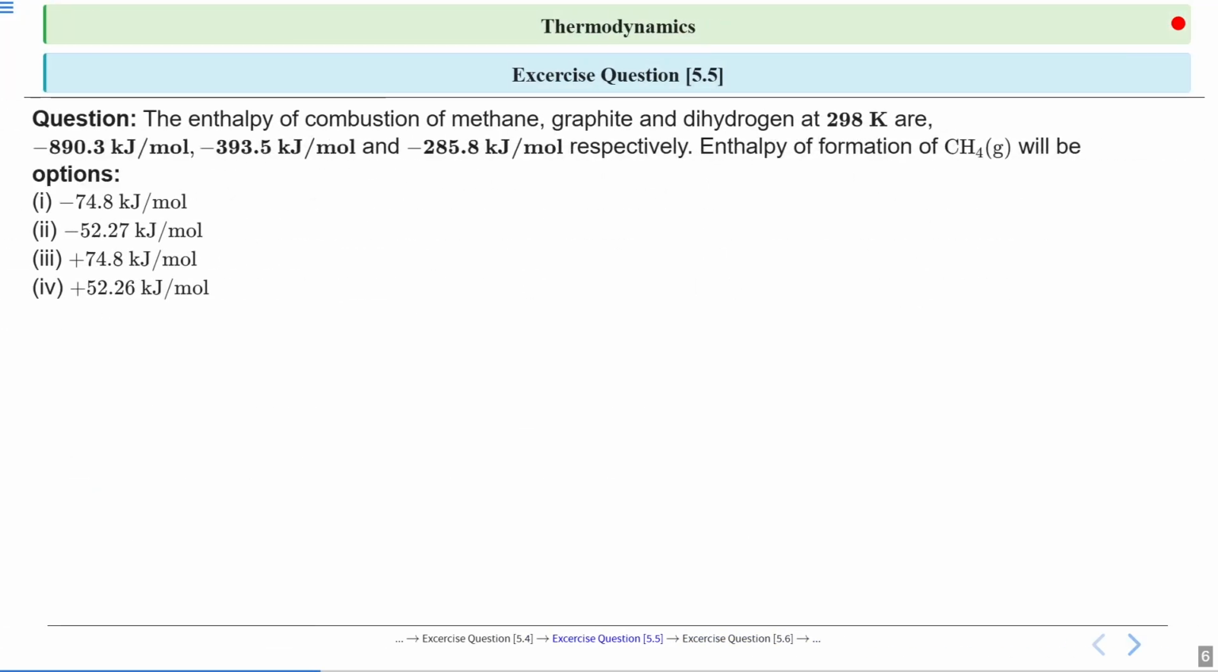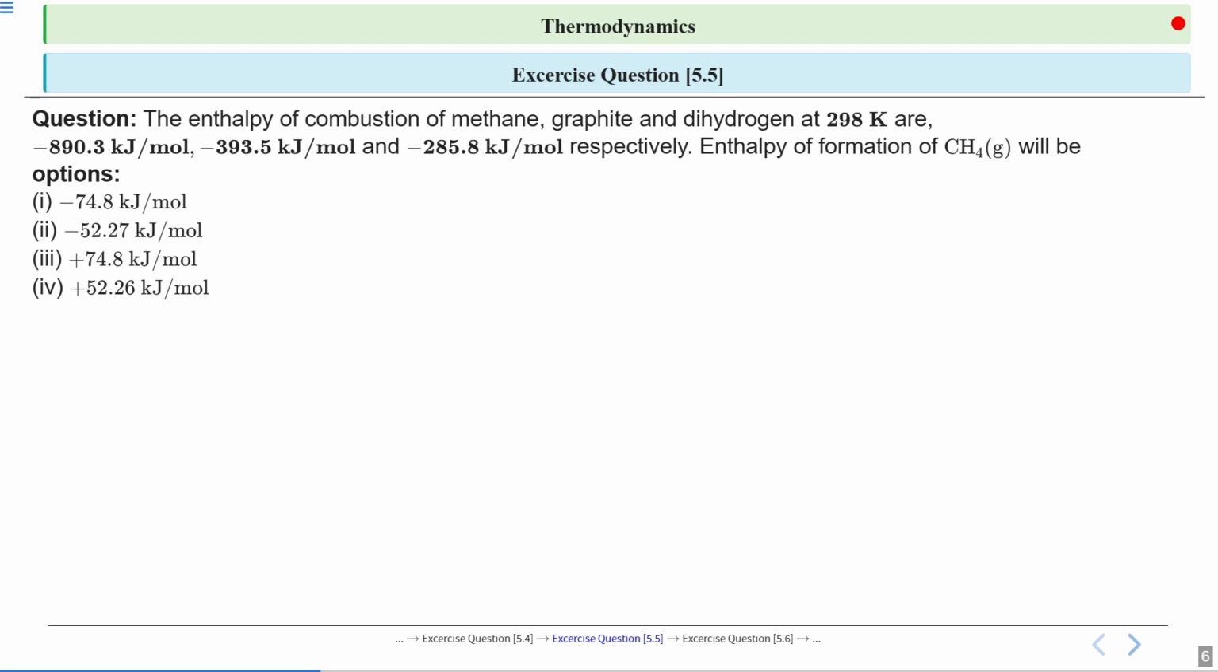Now moving on to the next question, which is 5.5. The question says that you have the enthalpy of combustion for methane, graphite, and dihydrogen as 890.3 kilojoule per mole, then 393.5 kilojoule per mole, and 285.8 kilojoule per mole.